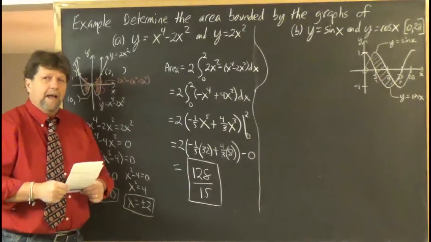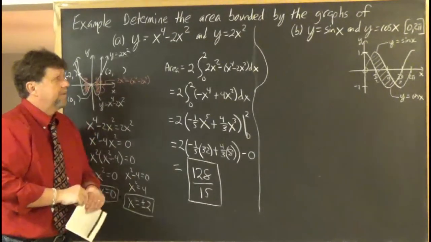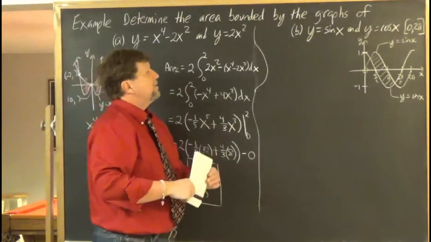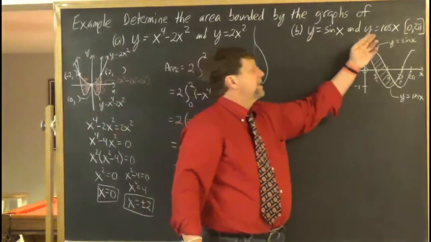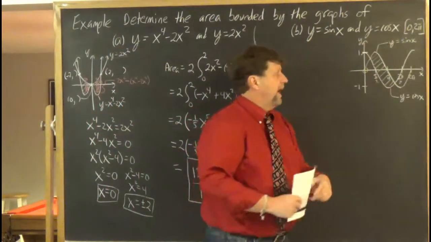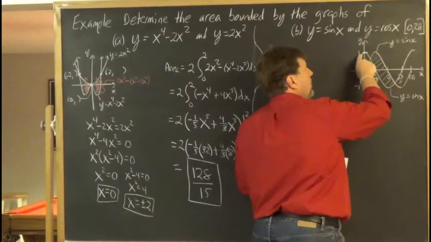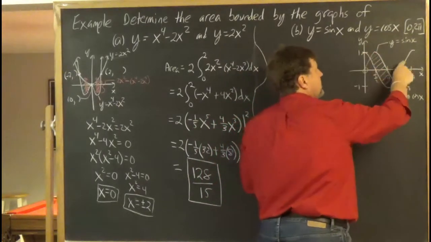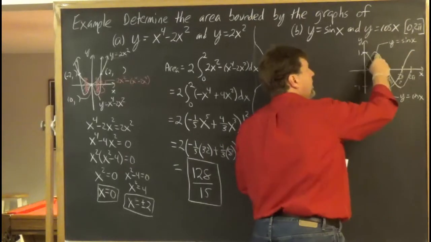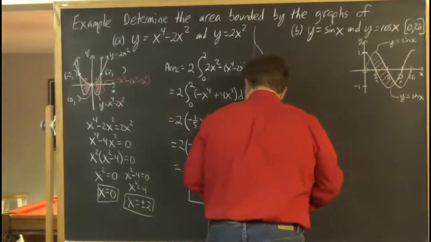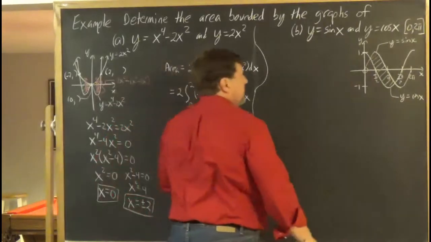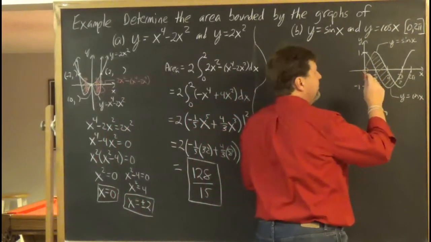All right, so that's part A. Now part B, the area that's bounded by the graphs of sine x and cosine x on 0 to 2 pi. So we know what the graph of sine x looks like. We know what the graph of cosine x looks like. We're trying to find the area of that region right there. So let me put in a representative rectangle.